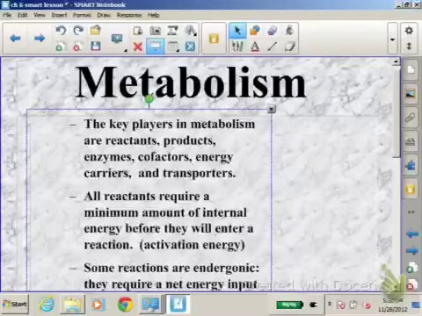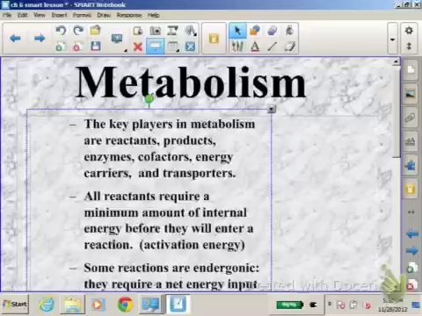Okay, and then if you'll turn over and flip to the back, it says to distinguish between endergonic and exergonic reactions and give examples of each. These mean exactly what they look like they mean. Endo means inside or absorbed. Exer means it's going to be released.